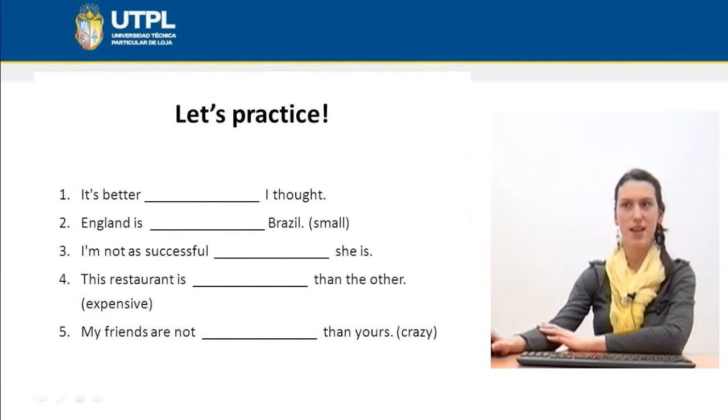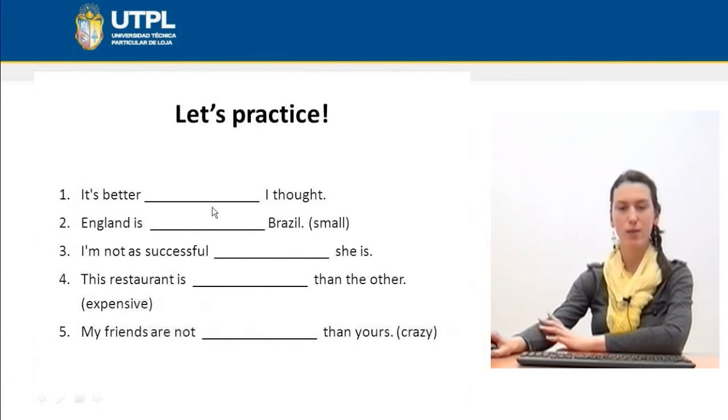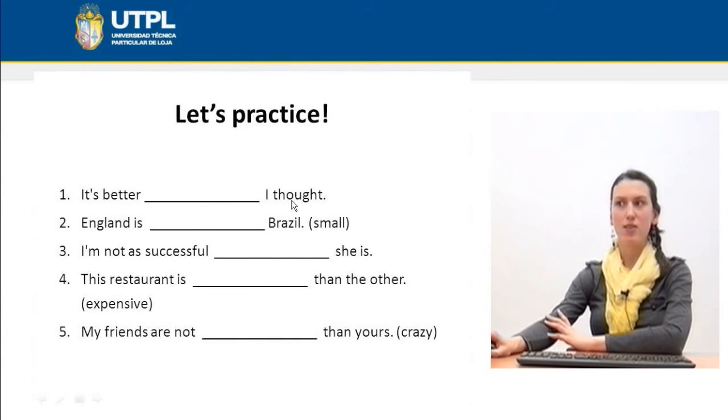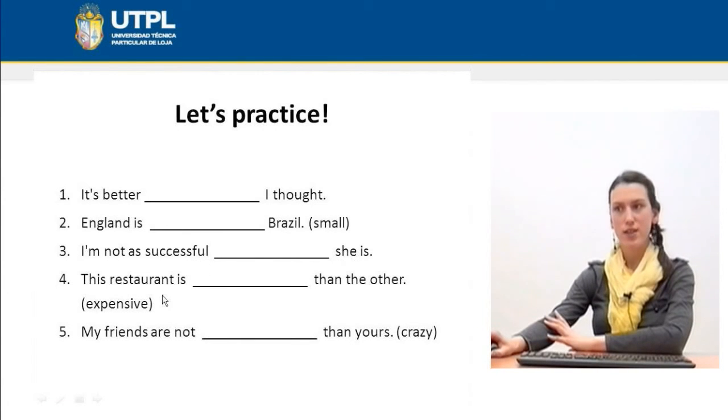So let's practice. As I read the sentences, try to fill in the blanks in your mind. It's better, I thought. England is Brazil, with the adjective small. I'm not as successful, she is. This restaurant is than the other, with the adjective expensive. My friends are not than yours.